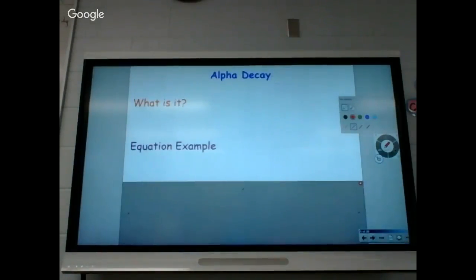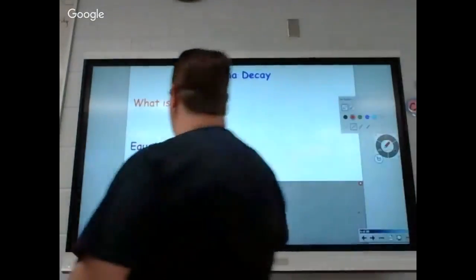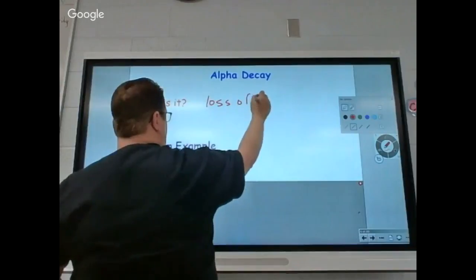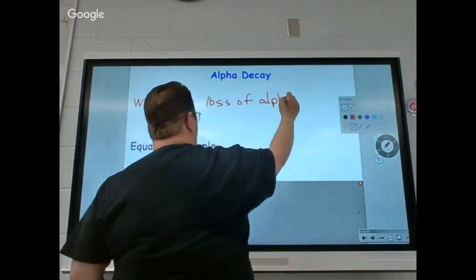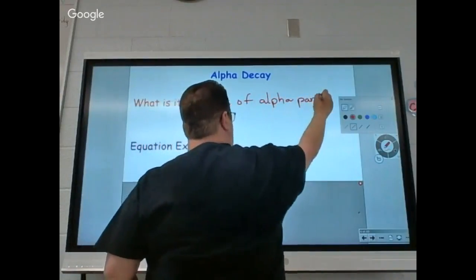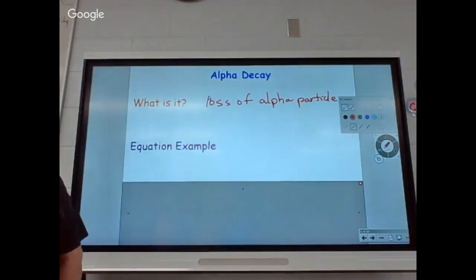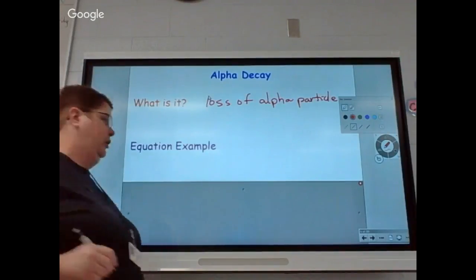So, alpha decay. Don't worry about what it is. It's just basically the loss of an alpha particle. That's all you got to know. Now, the important part is being able to write and balance an equation. Beyond that, all you got to know is it's an alpha particle that you lose.